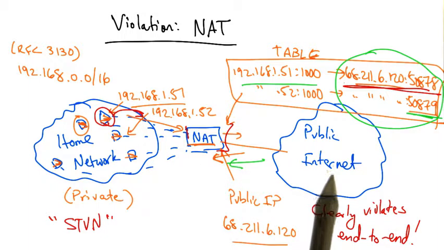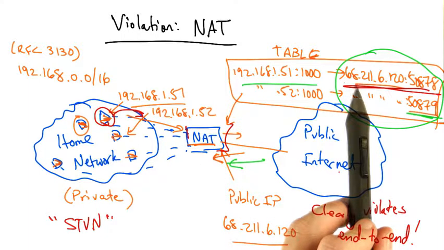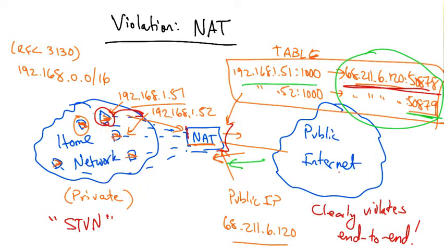Now, these devices somehow have to learn that public IP address and port that corresponds to that service. And this might be done using DNS, for example. It's also possible to statically configure these tunnels or mappings on your NAT device at home.